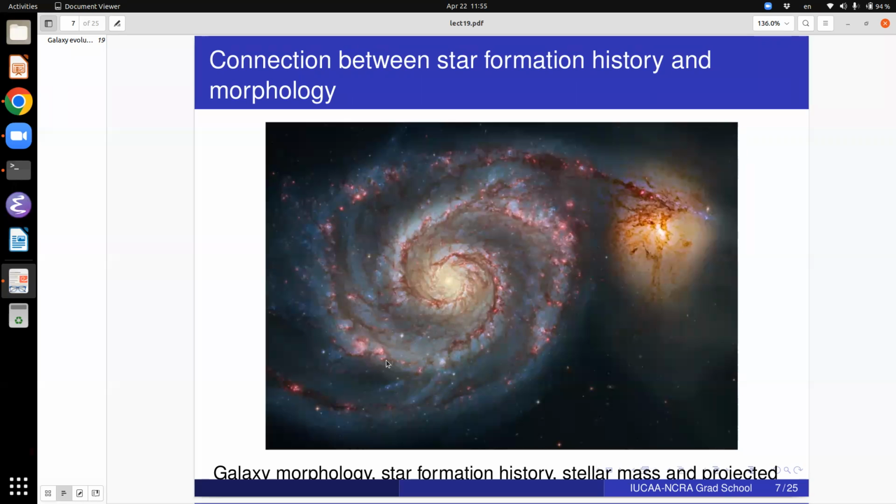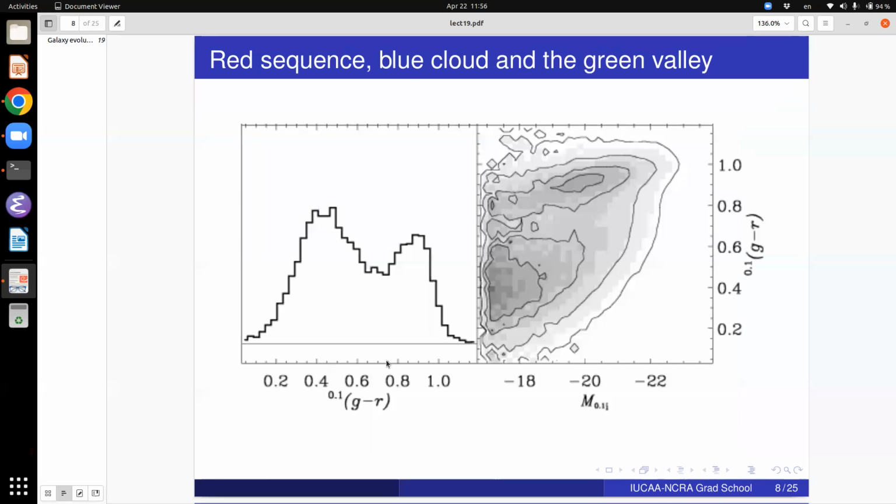So it turns out that galaxy morphology, the star formation history, the stellar mass and projected surface density are all correlated with each other. This is not totally surprising because we have seen earlier that for elliptical galaxies, where the morphology is fixed, everything else is well constrained. You give two parameters, you can determine almost everything else.